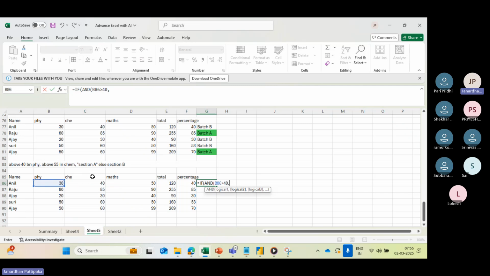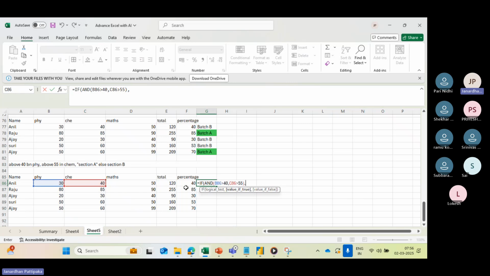What is the next logical test? Chemistry, 55. So where is the chemistry column over here? Chemistry, above 55 is what it is saying, right? Greater than 55. You have mentioned both the logical tests. After mentioning the logical tests, close this. Logical test is over. Give the comma.